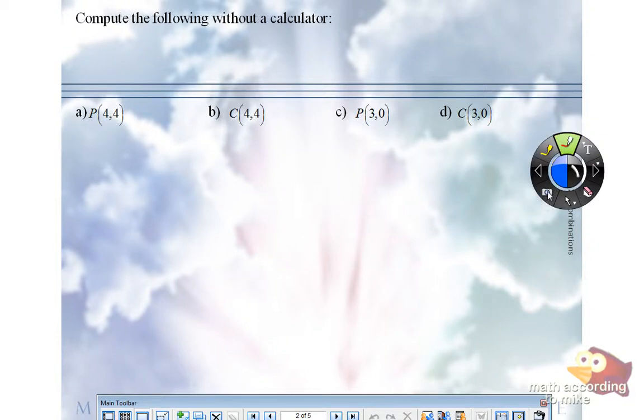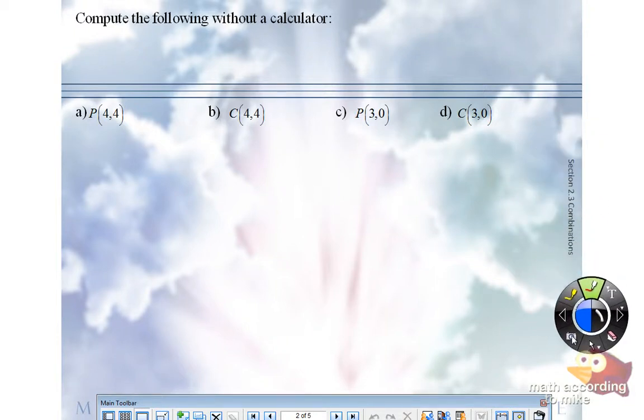For this one, we're going to continue our discussion of comparing permutations and combinations, but we're going to try to find all four of these without a calculator. So again, the theory behind what a permutation and combination is saying. So in part A, 4 permute 4, what's that saying? Permutation of 4 objects taken 4 at a time.